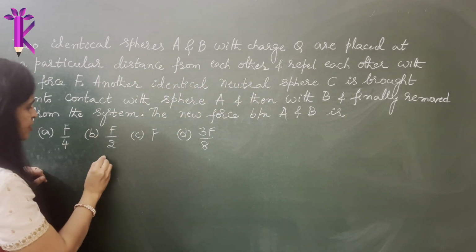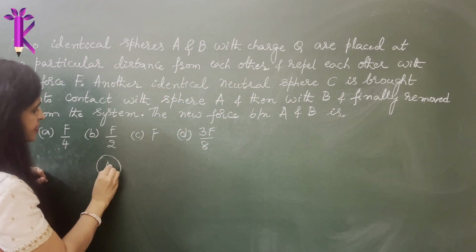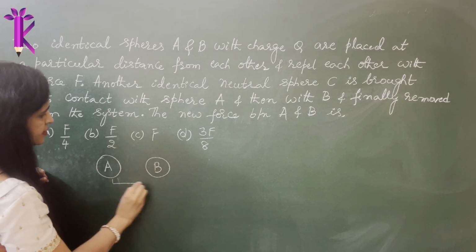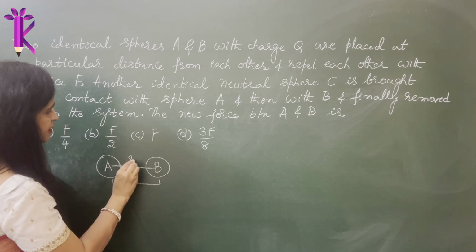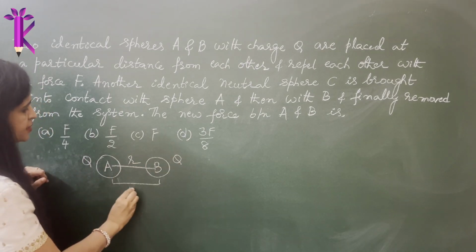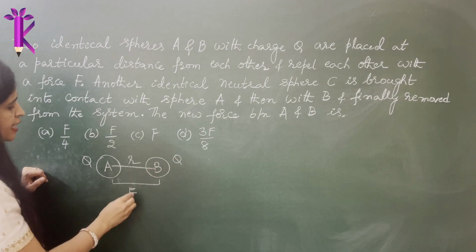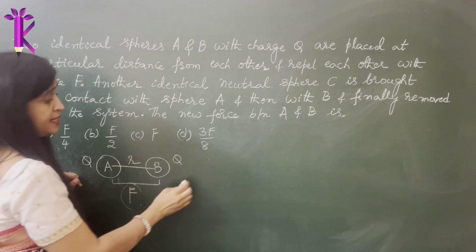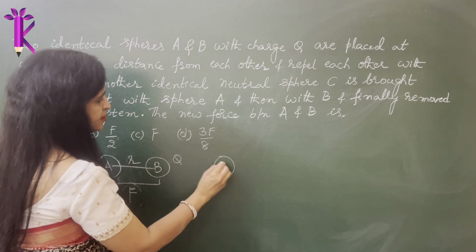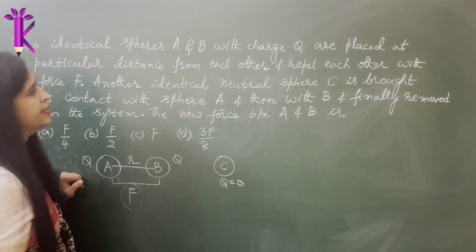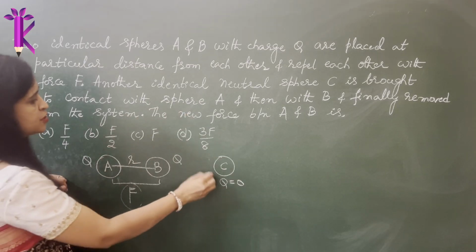Let's write that. So there are two spheres A and B. They are separated by a certain distance. This is the distance of separation. The charge on each is Q. The force between them is F. Now you bring another neutral sphere. So there is no charge on the sphere. So there is sphere C where the charge on it is 0. Now it is brought in contact with sphere A.